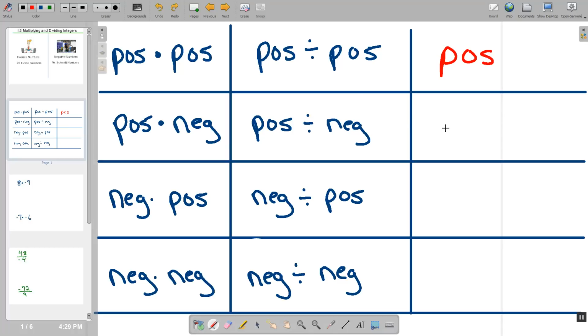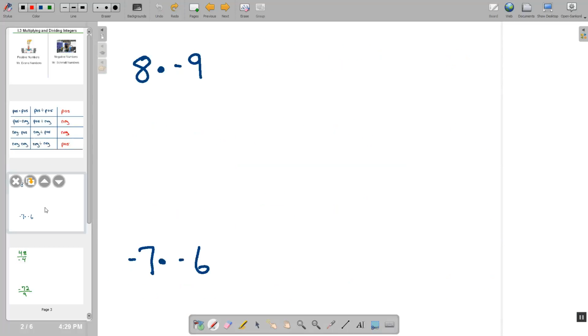Positive times a negative, the negative is going to win in either direction. So one negative and one positive means a negative answer. And then if two negatives fight, as Dakota likes to say, they body slam, beat each other up, turn into a positive answer.